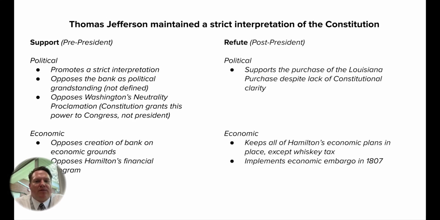In terms of refuting, right? He supports the Louisiana Purchase despite the lack of constitutional clarity. Politically, economically, he keeps Hamilton's economic plan in place. And all sorts of those things.